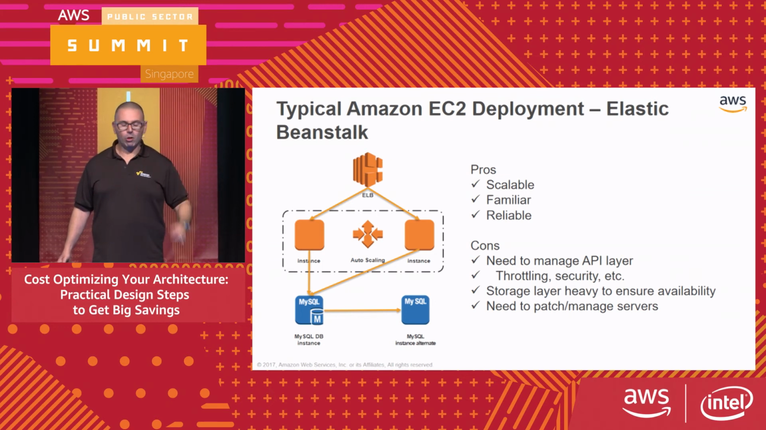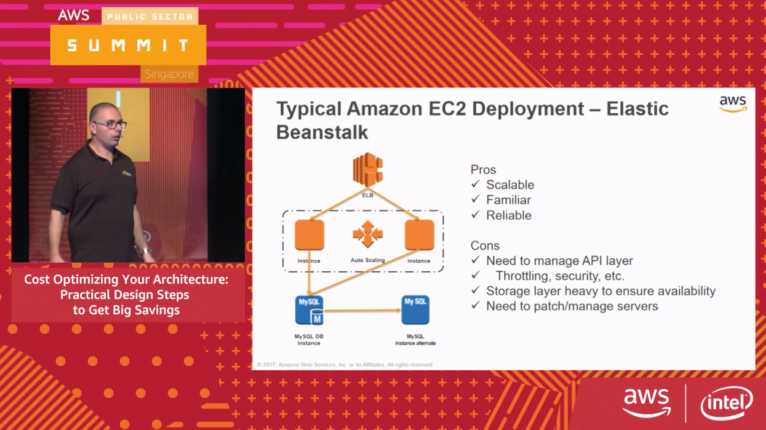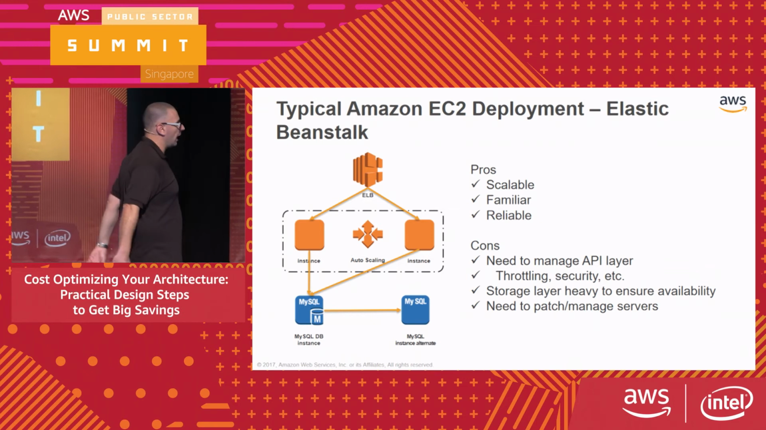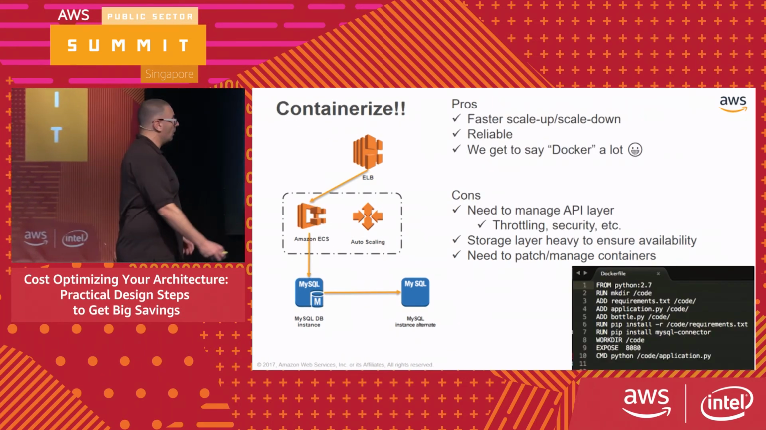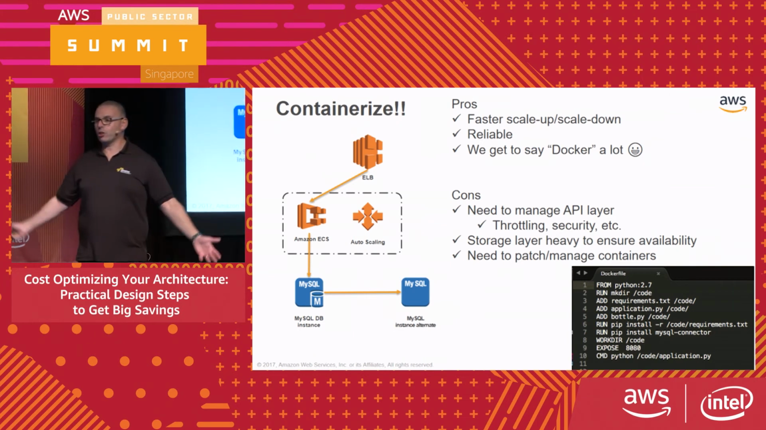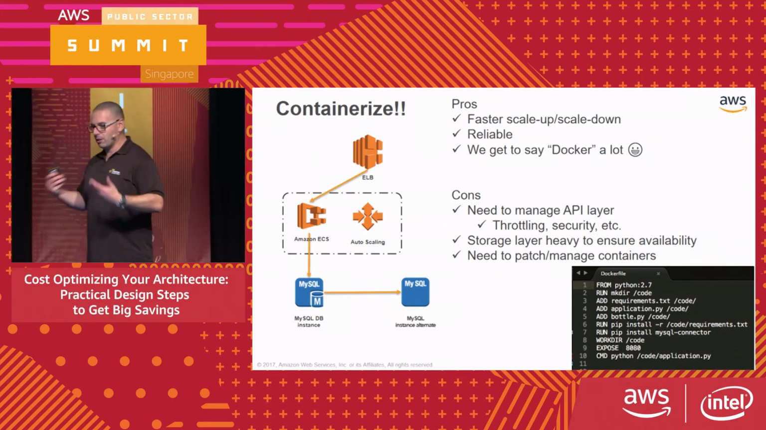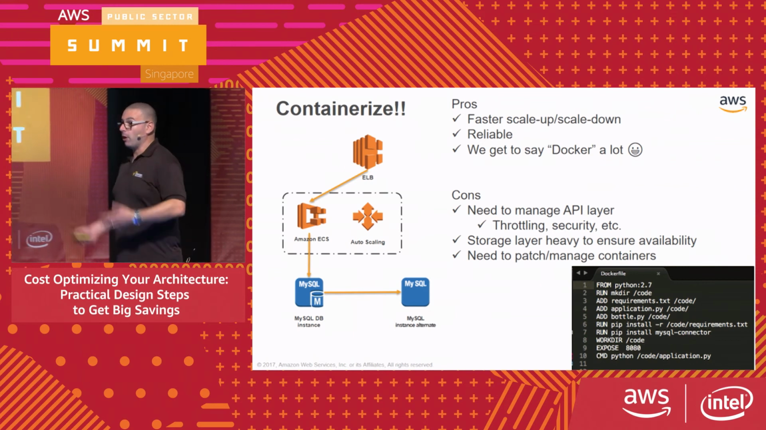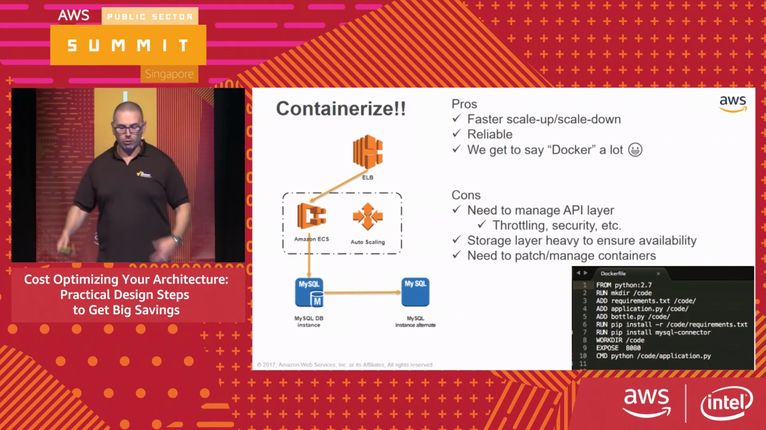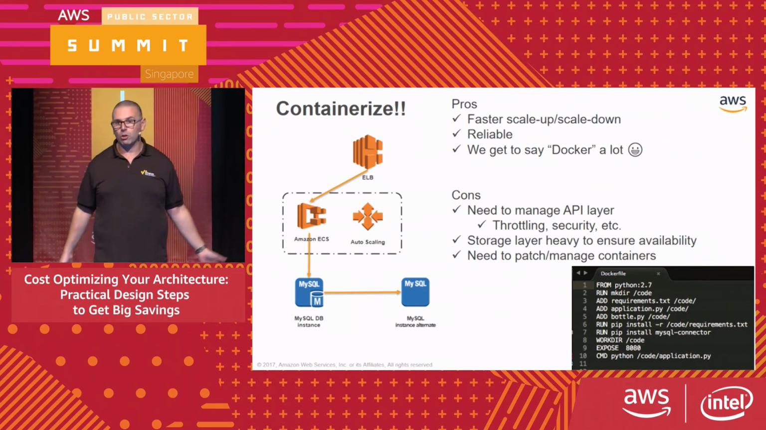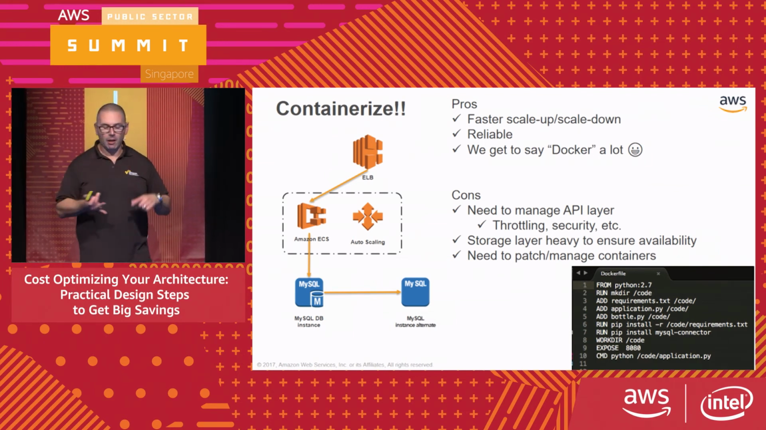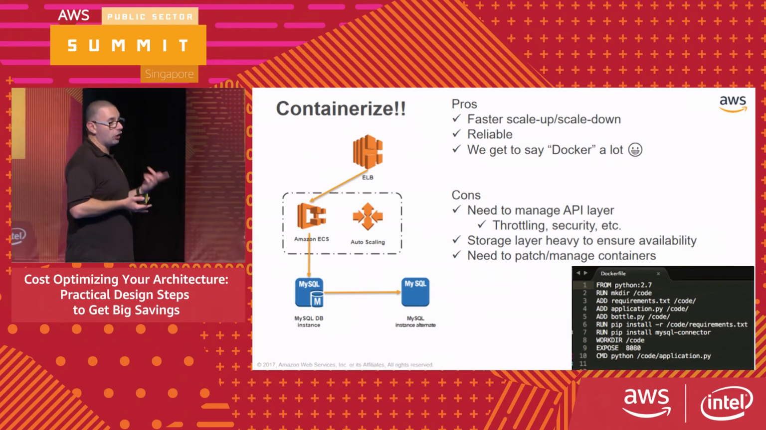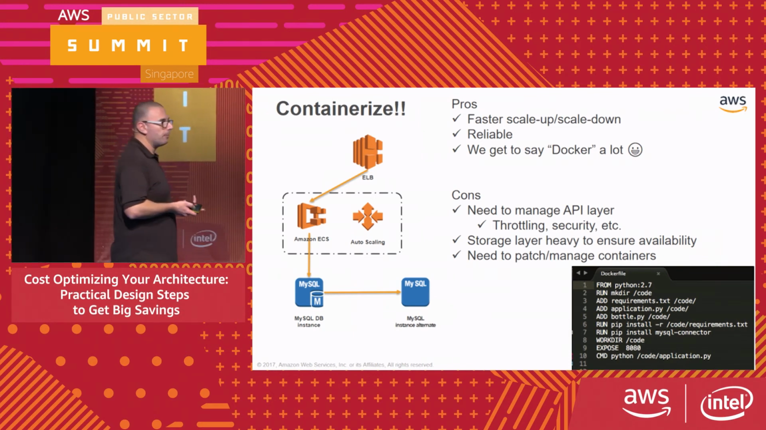So I thought, well, what can we do? So I passed it on to one of my colleagues in my office and said, hey, can you containerize this for me? He said, sure thing. And he went ahead and containerized it, which is great because he can say Docker all the time. We all like to say Docker a lot, don't we? That makes us happy to do that. So that's great. It means we can spin it up and spin it down quicker. It used ECS to run the containers, which is great. But I hadn't fixed the problem of having to manage the API. I hadn't fixed the storage layer. Still got to patch the containers, so I'm not much better.